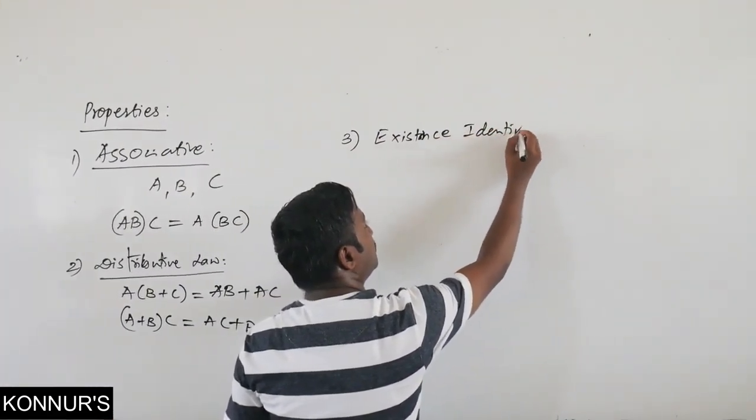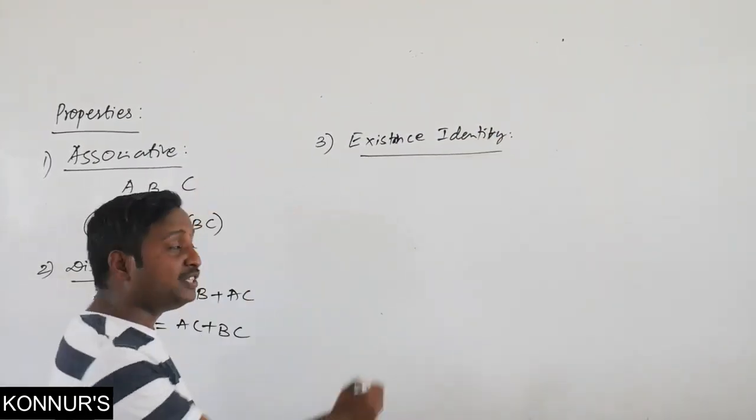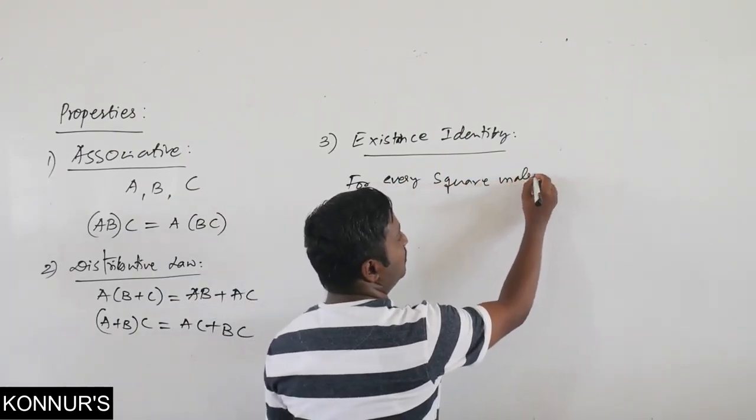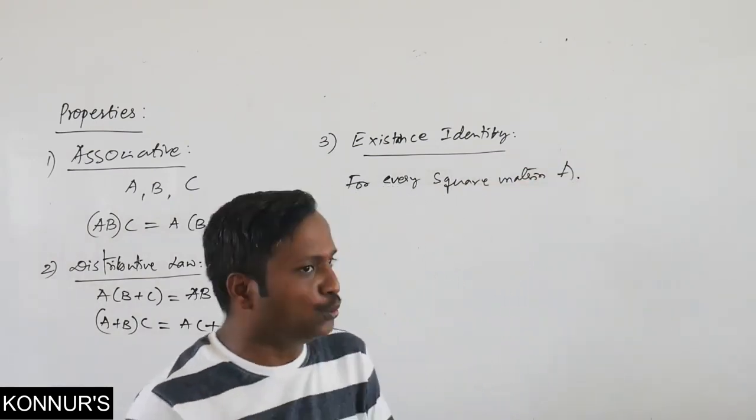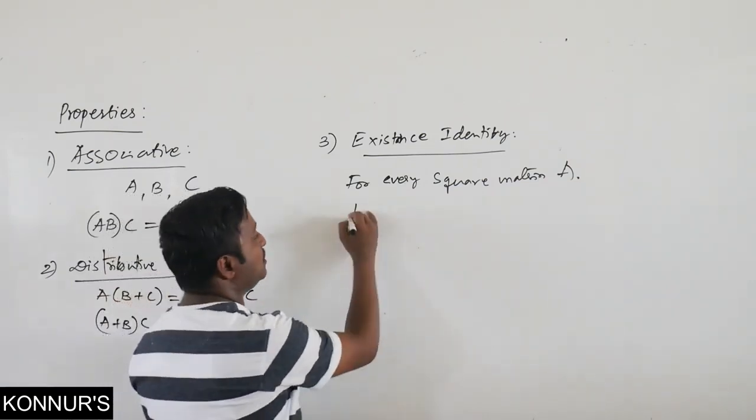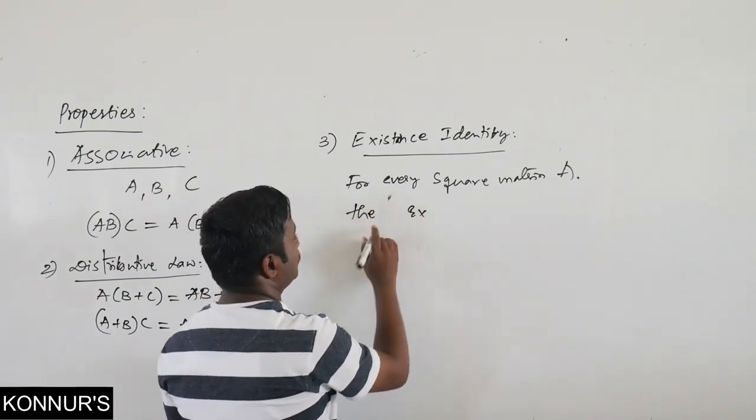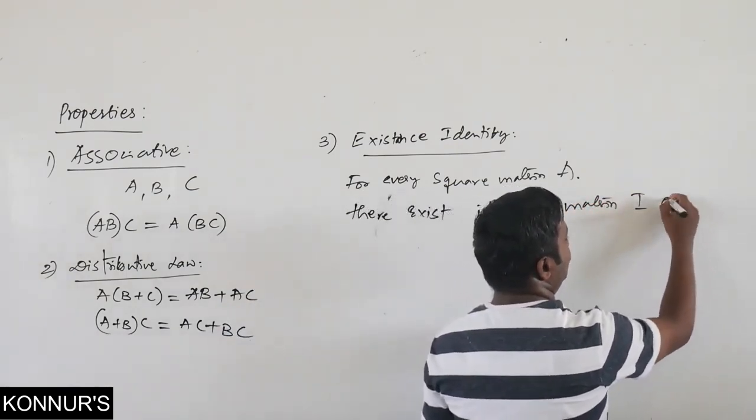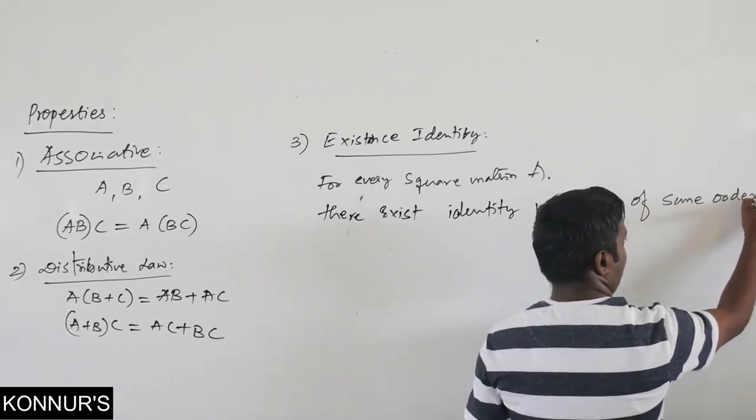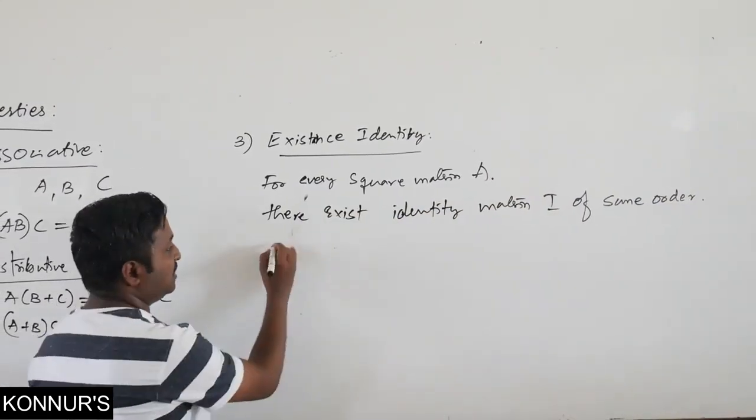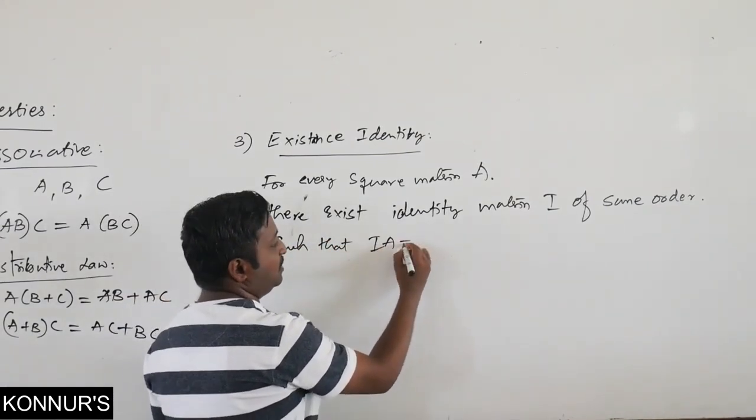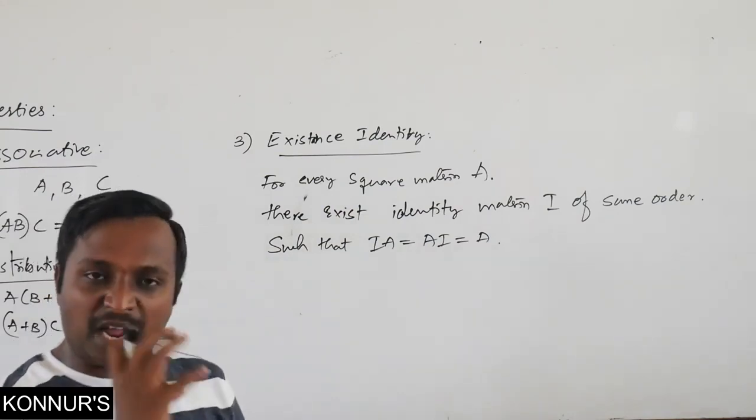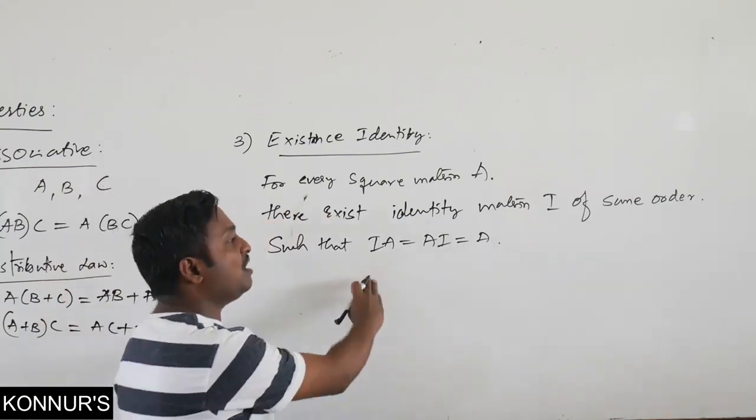Existence of identity, multiplicative identity. For every square matrix, I am mentioning very clearly, a square matrix, there exists an identity matrix I of the same order as matrix A, such that I into A is equal to A into I, which is always equal to A. That's why identity means identity. If you multiply an identity matrix with a matrix, you will get the same matrix. I into A or A into I is always equal to A.